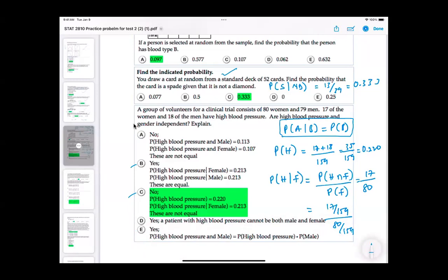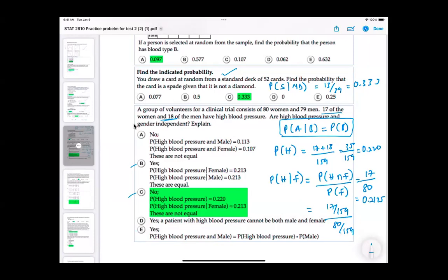How did you get the 17 over 80 right there? Okay, the same thing. I'm looking for the probability of people with high blood pressure and they are females. Oh, okay, I got it. For some reason, I thought that was men and female up there, and not high blood pressure and female. So this is 17 over 80. What is 17 divided by 80? Okay.